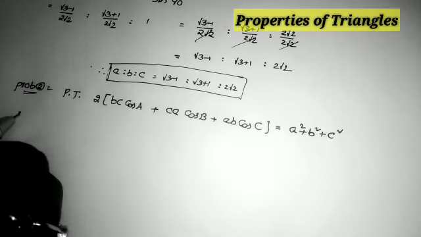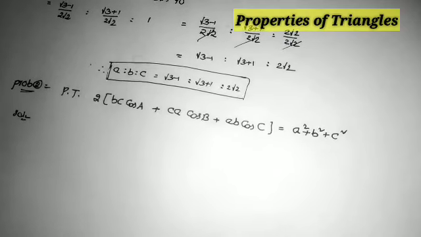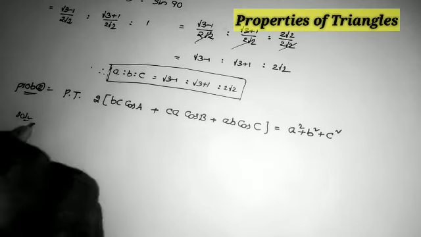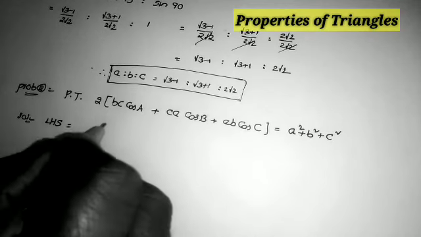See the next question. Prove that 2 into BC cos A plus CA cos B plus AB cos C is equal to a square plus b square plus c square. Very easy question. We just simply replace the values to get the required answer. That's all. So first I am taking the LHS here.